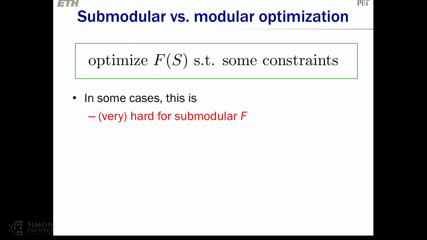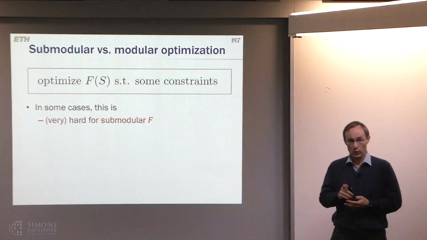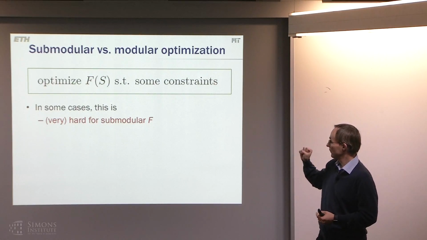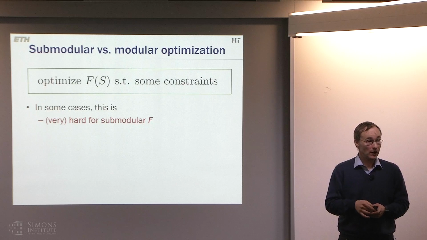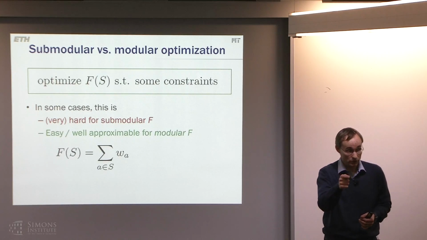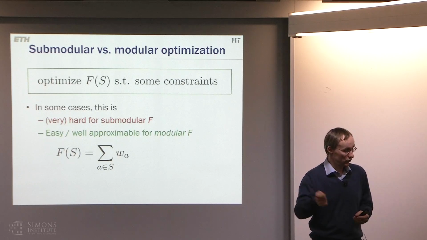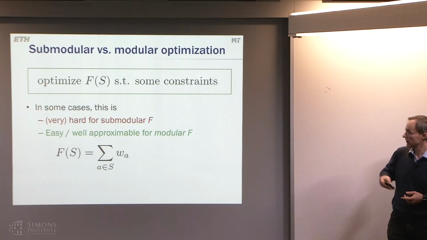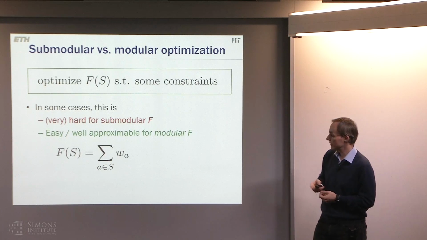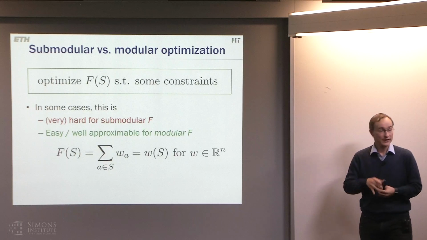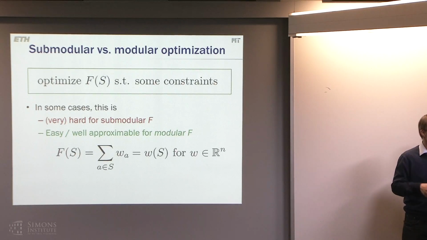And now there's actually a number of interesting cases where this problem is very hard, even if f is a submodular function, but where the problem becomes very easy if the function is not submodular, but just a modular function, just an additive function. Right? So that's the definition of a modular function again, right? That's basically just this sum of weights function that we've discussed. It's always represented by some vector w in R^n.